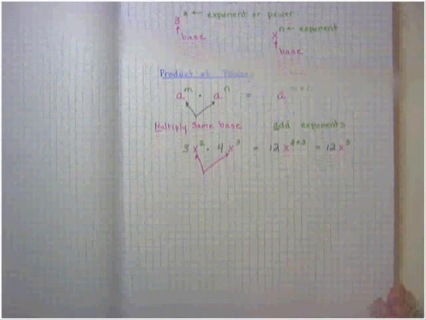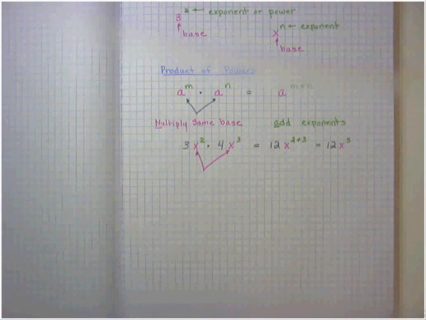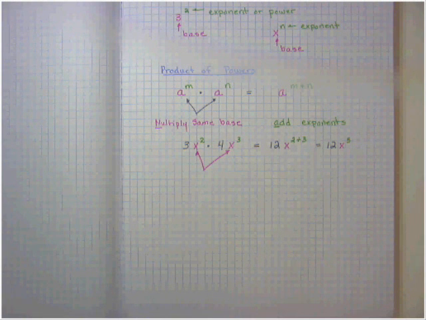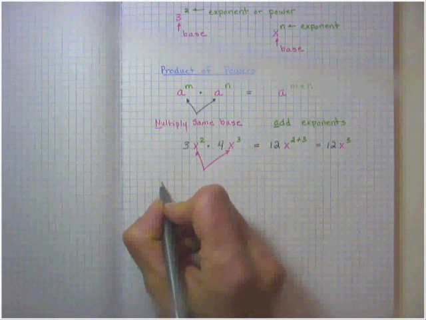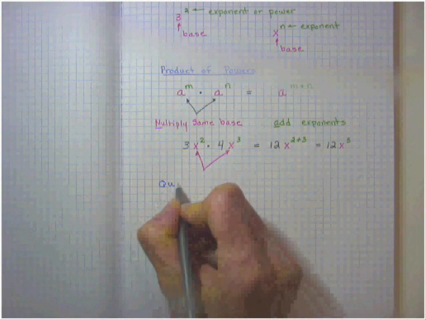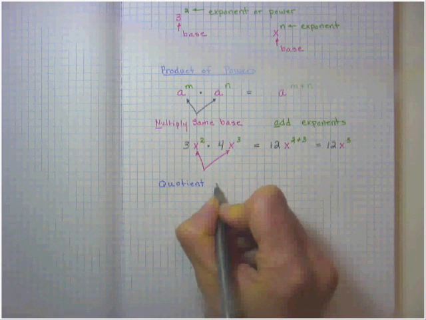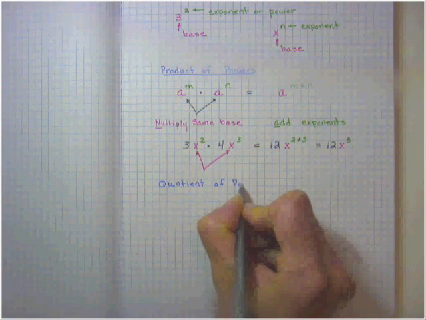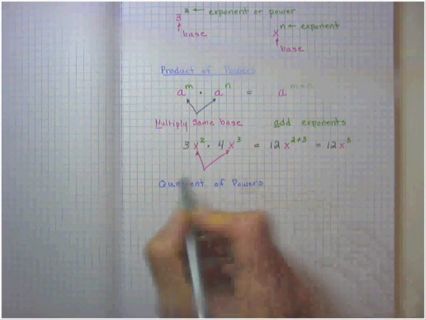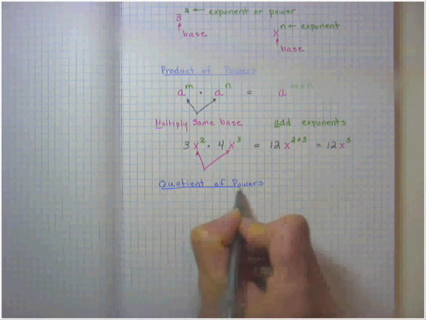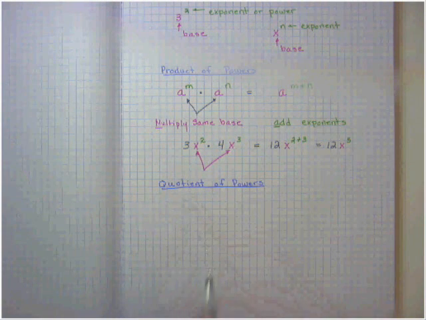Look at another rule that we have. Another rule has to do with quotient of powers. So we're going to put that right here. Okay, so quotient is a big fancy word for dividing.